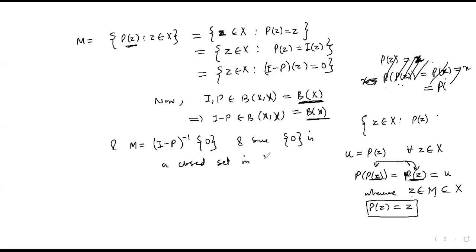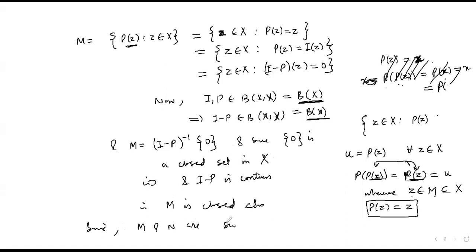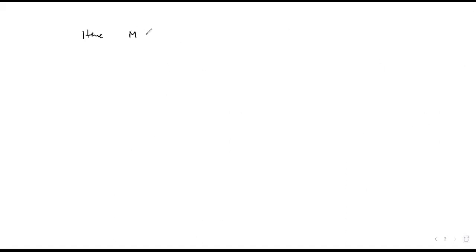Anyway, there's a closed set in X, therefore, and I minus P is continuous, therefore M is closed also. Now, since M and N are subspaces already, they are the range and kernel of a linear operator. So therefore subspaces, hence we have proved that M and N are closed.